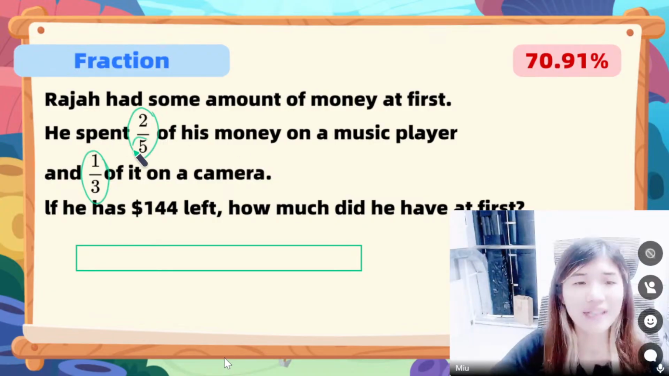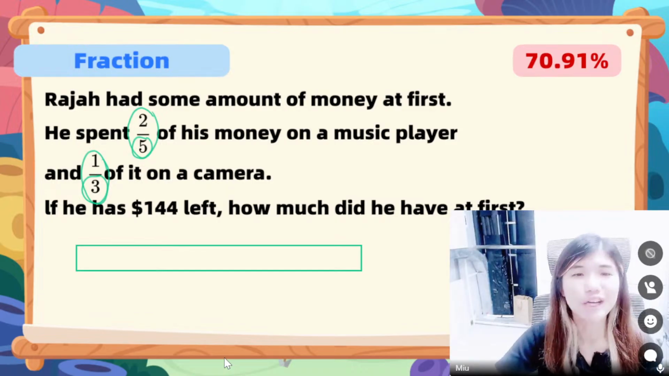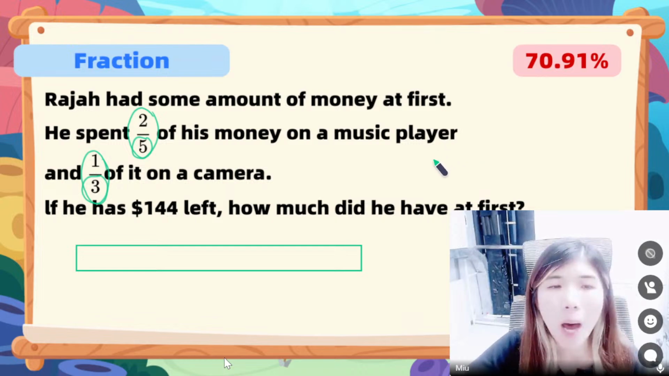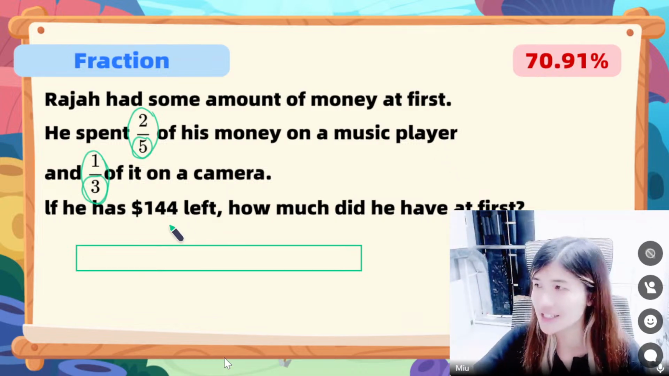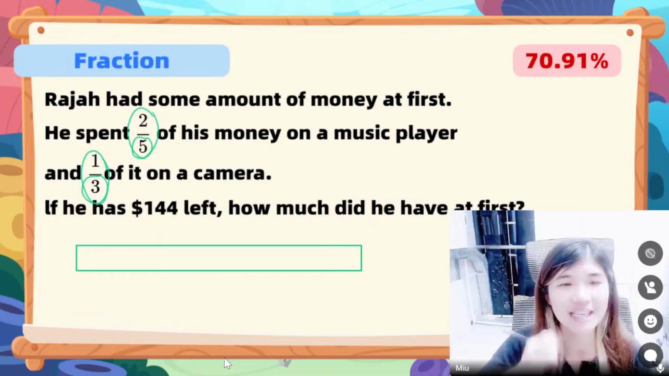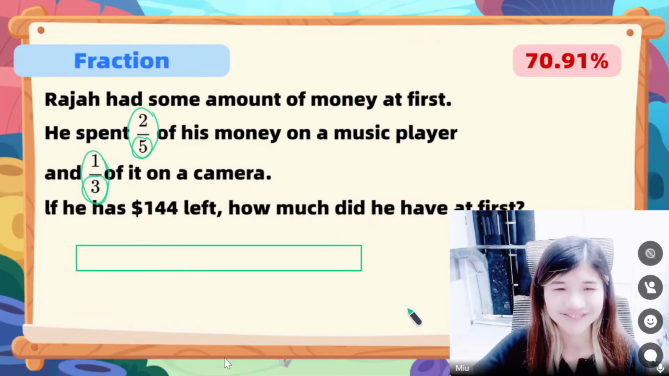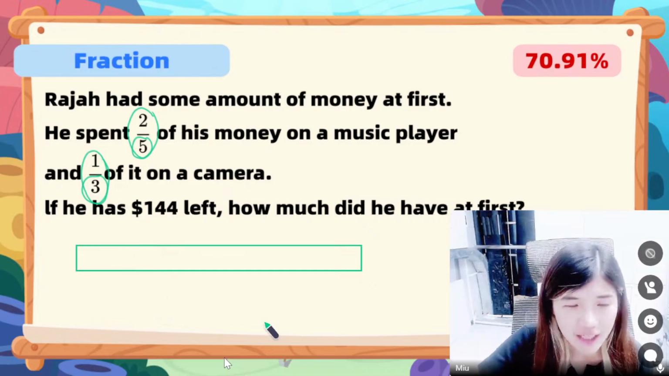Can we cut that into 5 parts and at the same time 3 parts? Can we? No way, right? So we should find out the common denominator. So for the common denominator here, what should it be? It should be 15, right? So that's when we cut them into 15 equal parts.